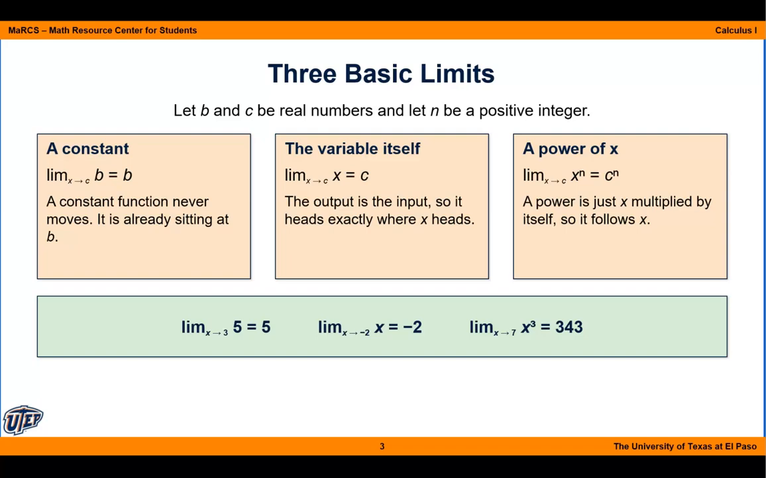The example at the bottom illustrates these ideas. The constant function remains at 5. When x approaches negative 2, x approaches negative 2. And when x approaches 7, x cubed approaches 343. These simple results form the building blocks for the limit properties on the next slide.